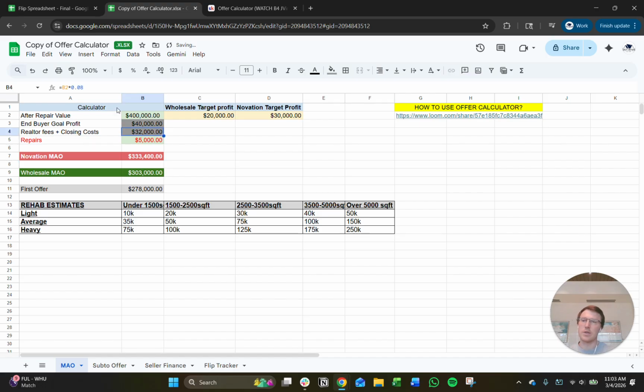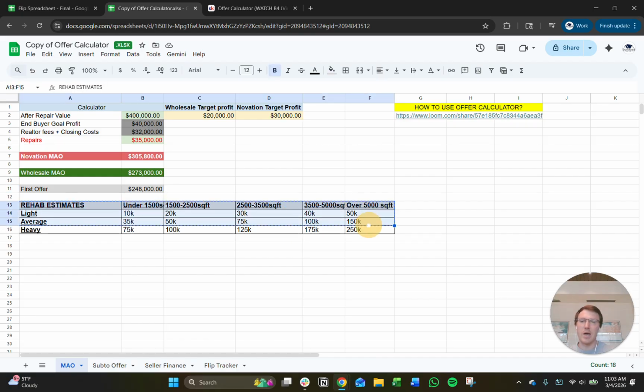So realtor fees and closing costs is going to be about 8% of this. And then repairs, let's go with 35,000. So if you're trying to make $20,000 on a wholesale, your first offer based on all this would be right around 248,000. Your max offer would be this, novation offer would be this, based on these repairs, based on this ARV, based on the end buyer flipping the house and making this much.